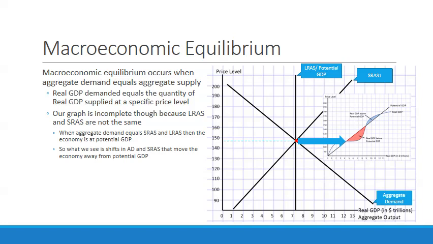So what we see is shifts in aggregate demand and short run aggregate supply that move the economy away from potential GDP. And then these are the fluctuations we see in the business cycle. And anytime they move away, they'll naturally move back towards it. It's just how long does it take? And that's when you start to look at the length of these dips and the length of these expansions over potential GDP.